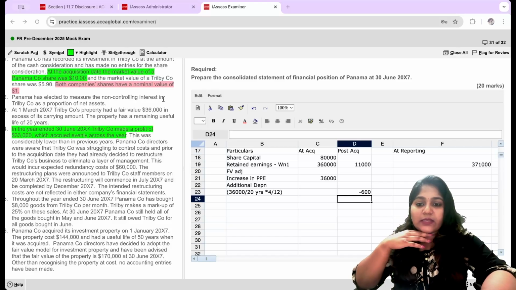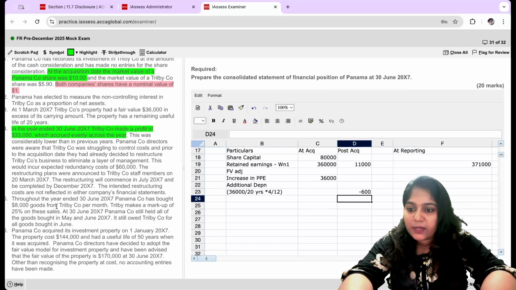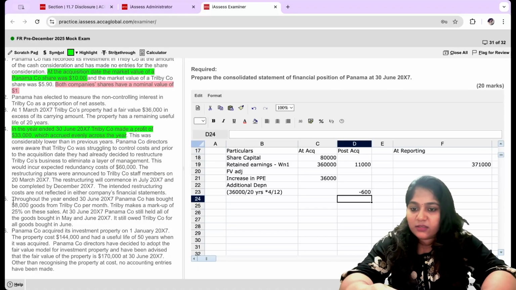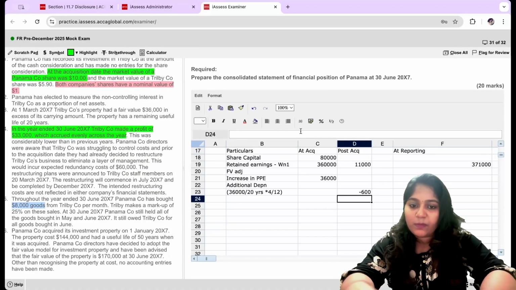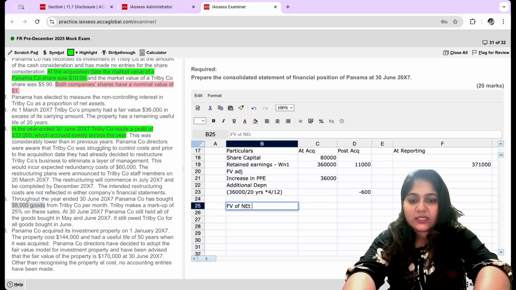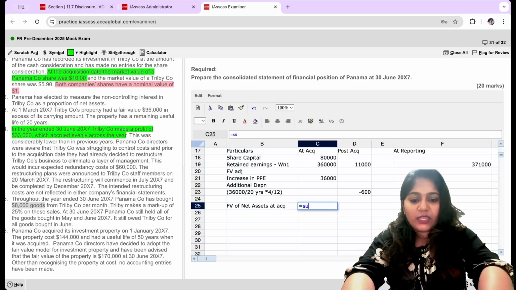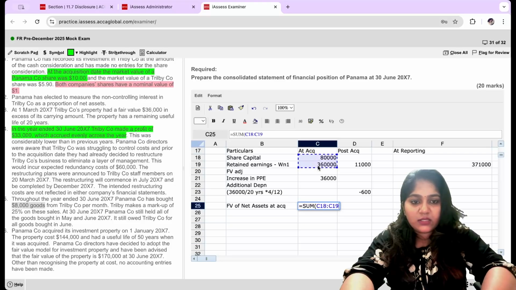Okay, great. So let's move to your next part. Throughout the year ended 30th June X7, Panama company has bought 8,000 goods. So that means, as far as I know, this should be the fair value of net assets at acquisition. So if I take the sum of all of this, this is my fair value of net assets at acquisition.